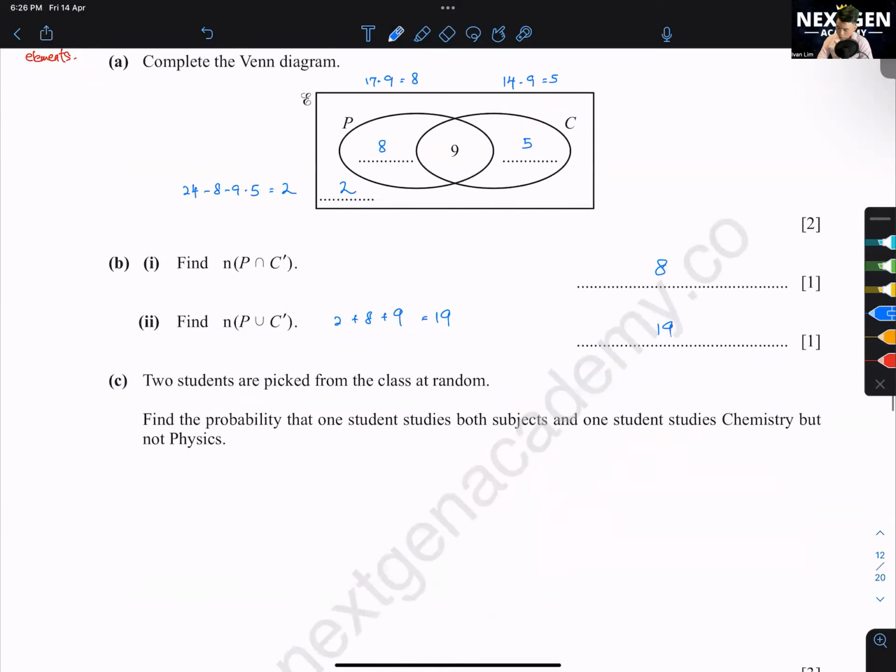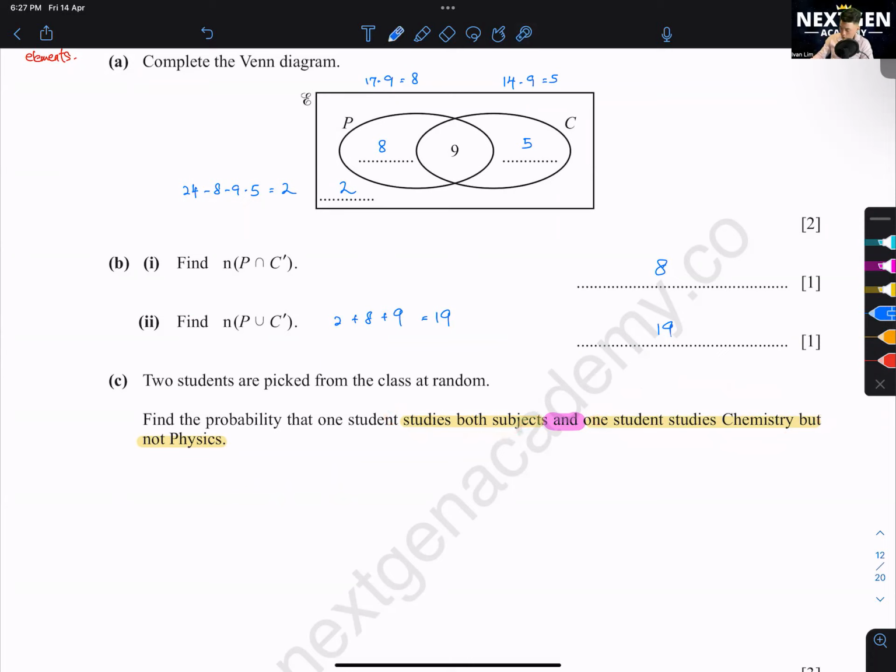Next one, C. Two students are picked from the class at random. Find the probability that one student studies both subjects and one student studies chemistry but not physics. Okay, you all see here, the other keyword is "and". And you also see here the probability is from 2 different groups, correct? So if it's from 2 different groups, you have to consider that.